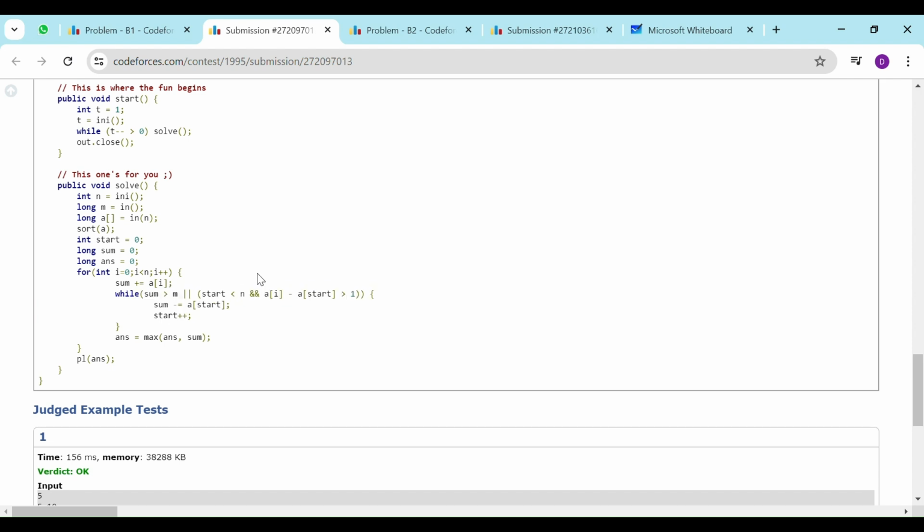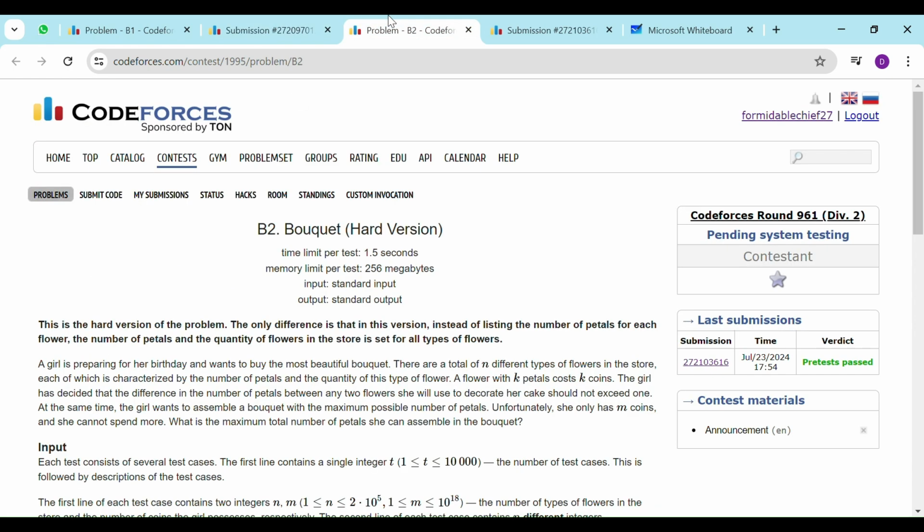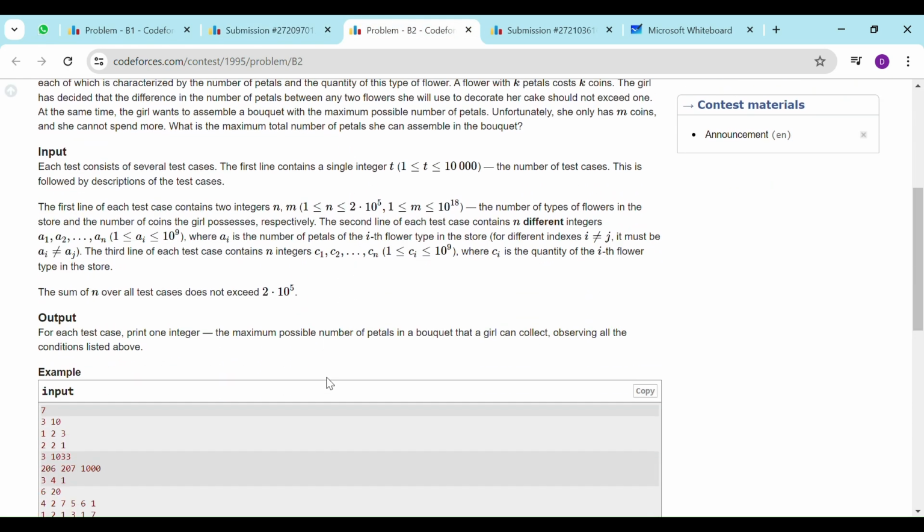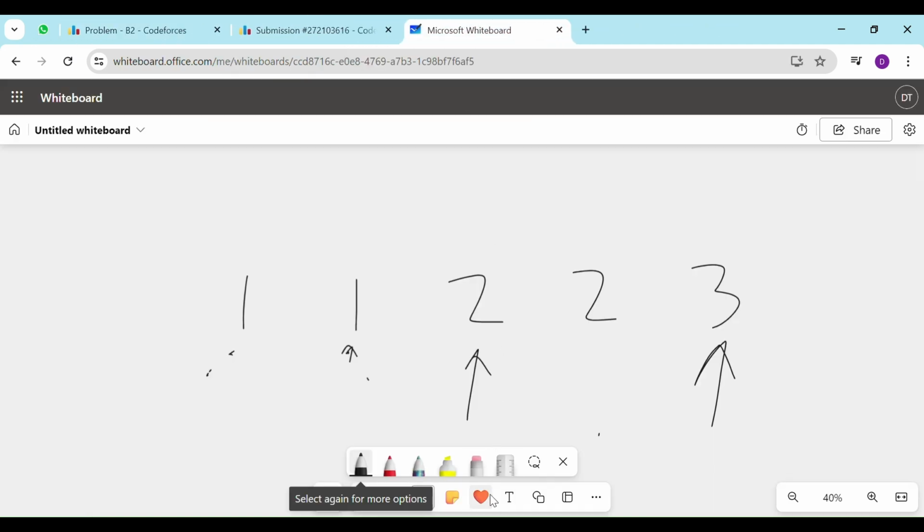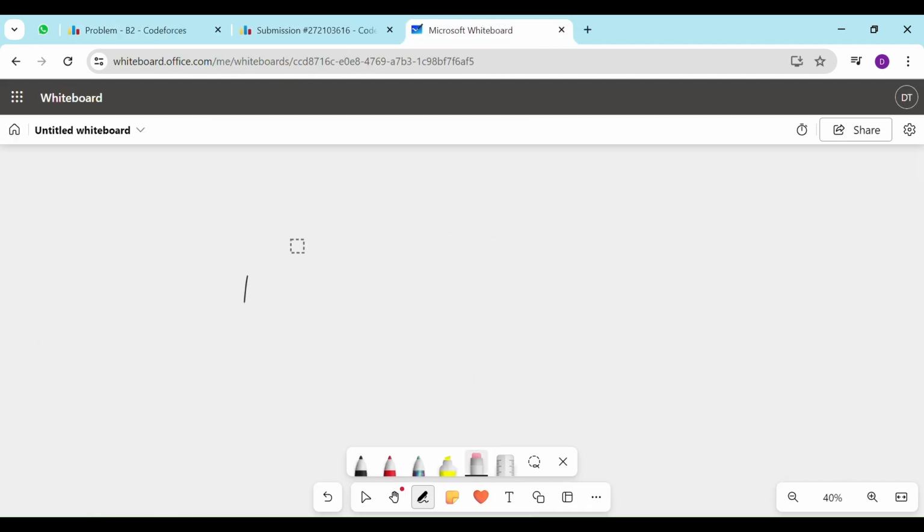Now I'll show you how to optimize this to solve B2. In B2, you are given counts of each number, and so the maximum size of the array turns out to be 10 raised to 14. So if we construct an array like in B1, the same solution won't work. So this is how we would try to approach it.